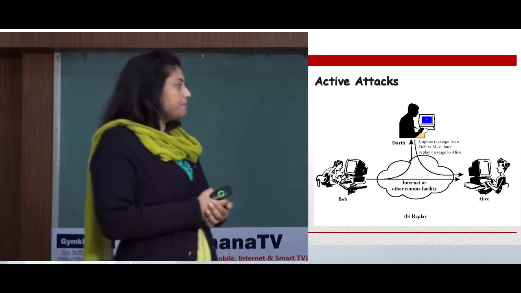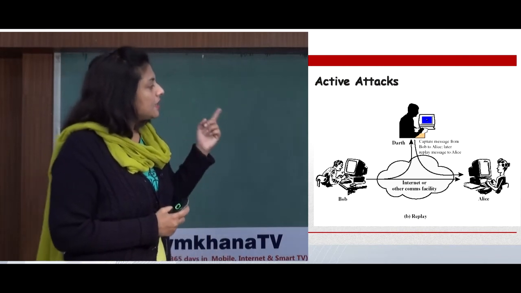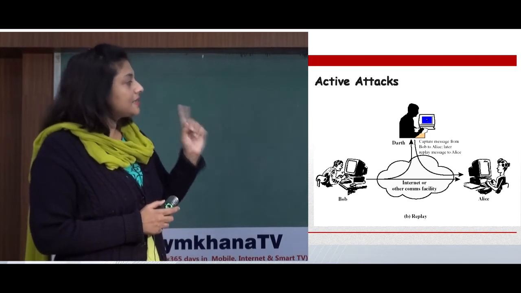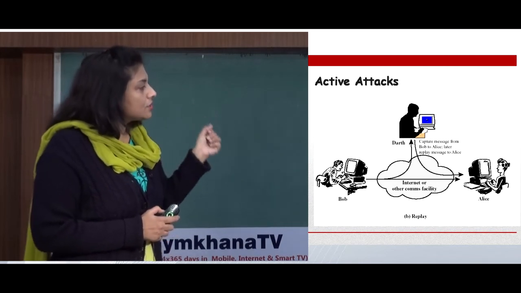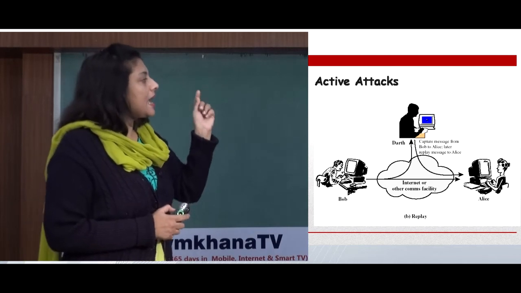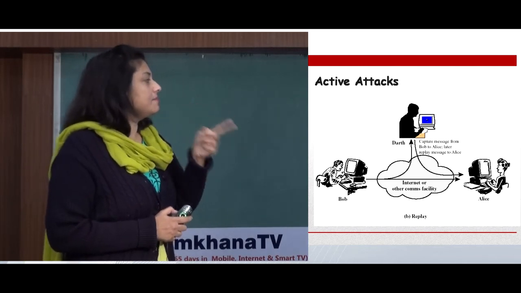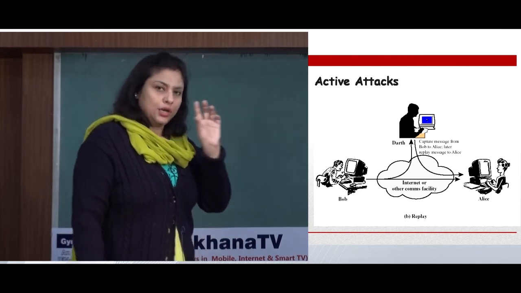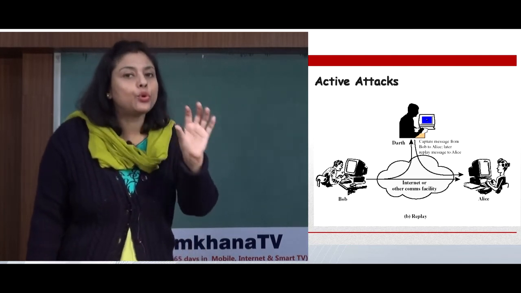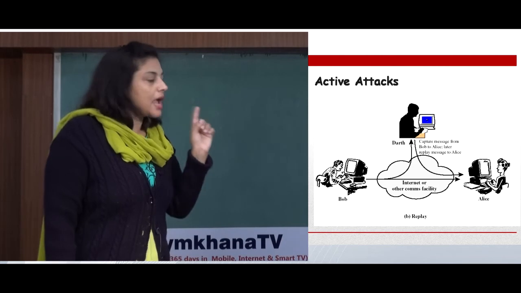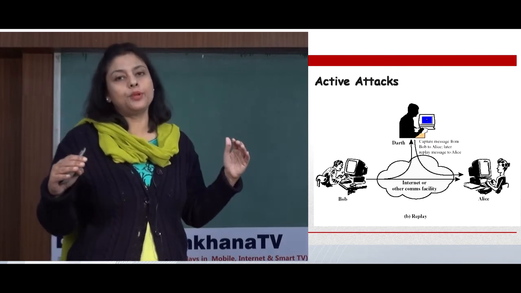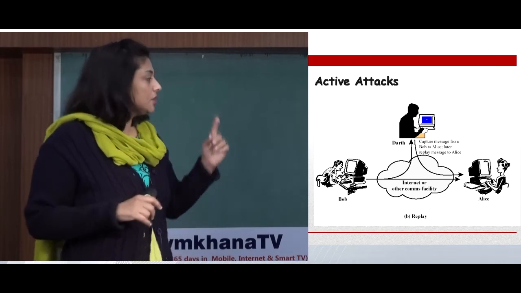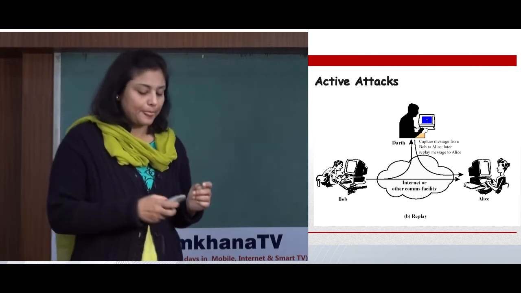Next comes replay. Here replay means Bob is sending data to Alice. At the same time, Darth is also capturing the data and resending the message to Alice. When Alice receives two messages coming from two different persons, she understands that there is some problem in the communication link and she disconnects the communication. So this is called replay.